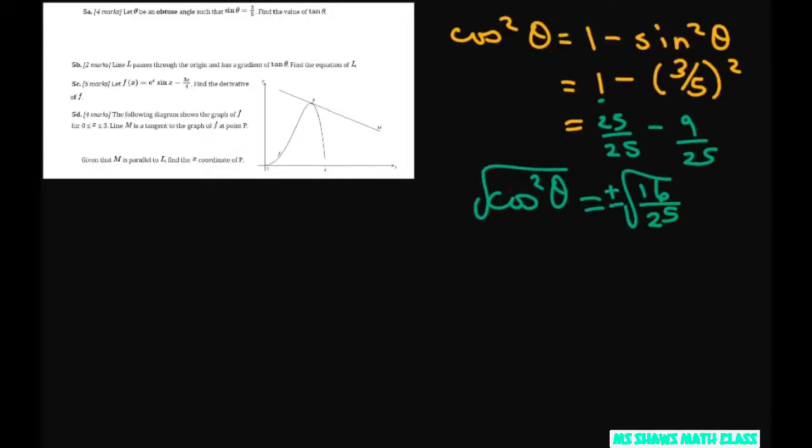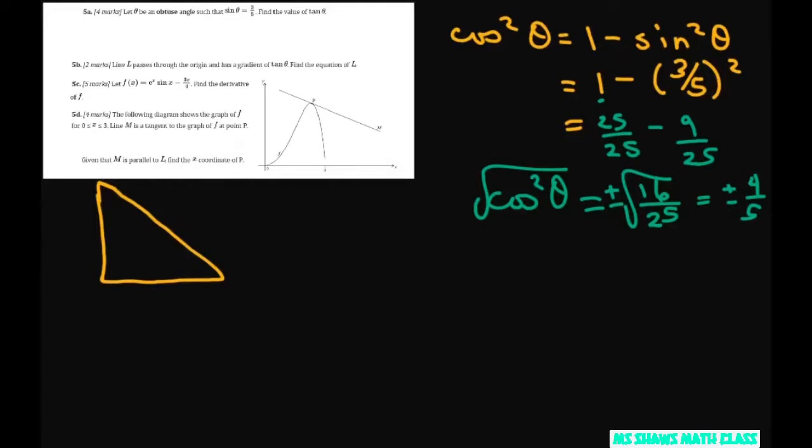So basically, let's find cosine first. Cosine squared of theta equals 1 minus sine squared of theta. So it's 1 minus 3/5 squared, which equals, I'm going to change this to 25, 25 divided by 25 minus 9 divided by 25, which equals 16 divided by 25. Now, when you take the square root of both sides, you're going to get plus or minus 4/5.